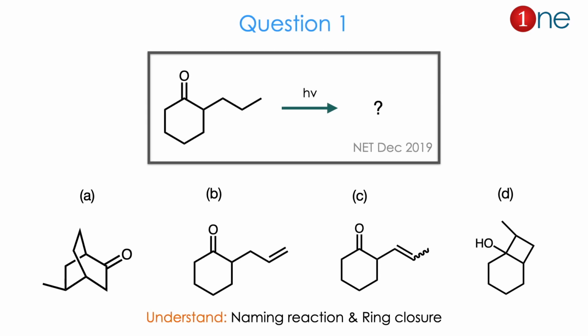Let us see question number 1. The starting material is cyclohexanone attached with a side chain. It has 3 carbons more. You are using light, and they ask you to find the product. The options are whether a bicyclic ring closure occurs, or just a double bond formation at the side chain, or an unspecified double bond formation at the side chain, or a ring closure with the side chain and carbonyl. So there are 4 possibilities.